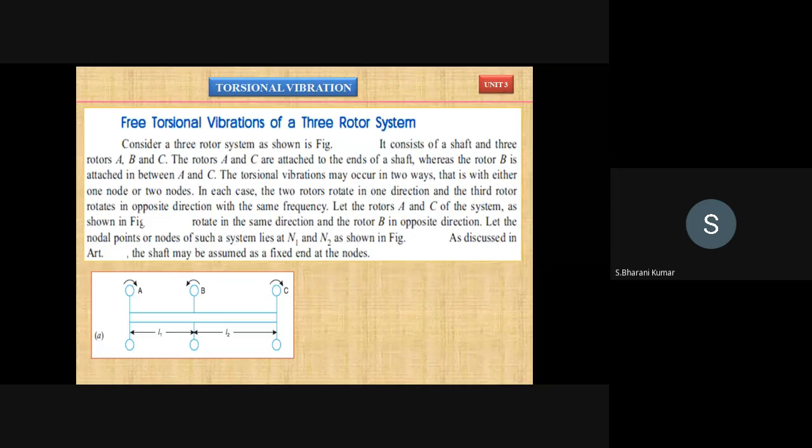In a tricycle also we can see these things. Two tires will be at the two ends, and in the center there will be a braking system. So tricycles are also a good example of a three rotor system. Many areas like this exist.